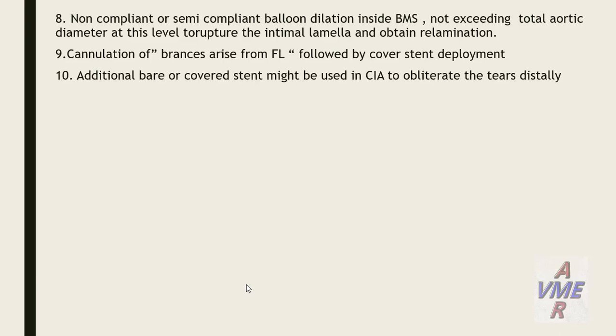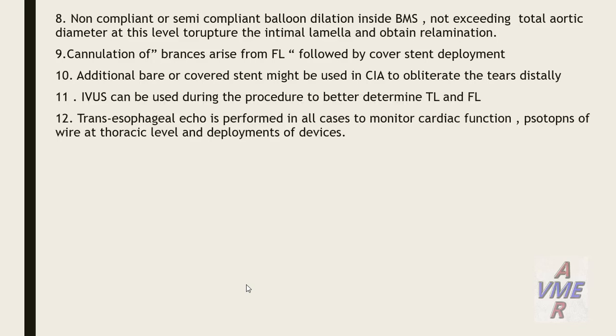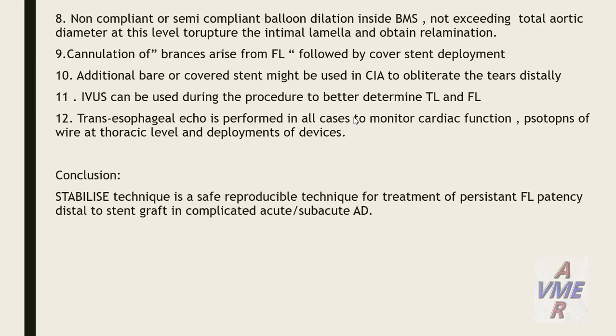Cannulation of the branches that arise from the false lumen, followed by covered stent deployment. An additional covered stent may be needed or used in the common iliac artery to obliterate the tear distally. IVUS can be used during the procedure to better determine the true and false lumen, and transverse echo can also be performed to assess and visualize our catheters and wires.